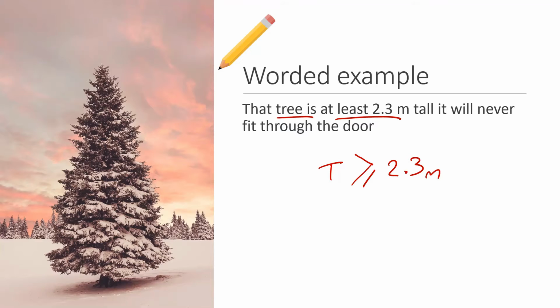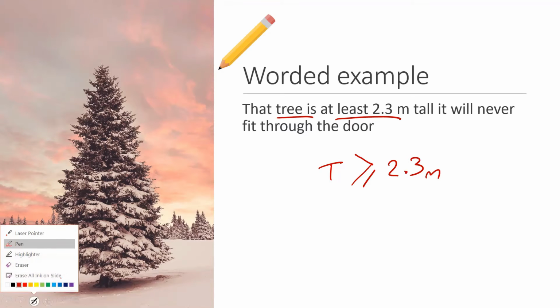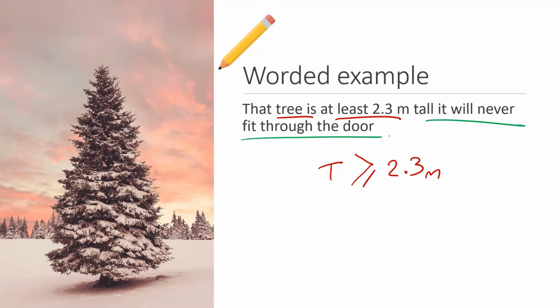Luckily for us, there is more context here. It will never fit through the door. That extra context helps us know that the tree is large, bigger than 2.3. But you can just establish that from this sentence, at least 2.3. That's enough information to be able to solve it. So that's just a quick little word example. You won't get many of these, but it's a good way to be able to say, right, I know how to change a word example into a written example.